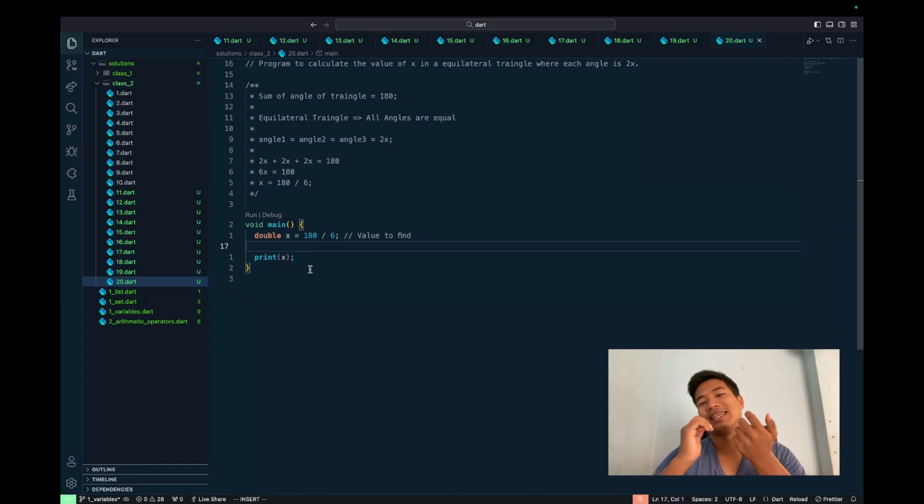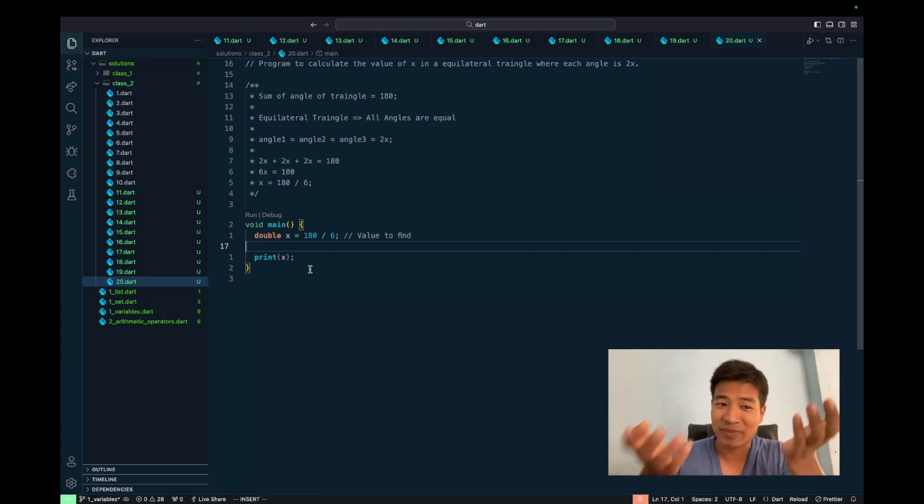Programming is basically practice, practice and only practice.